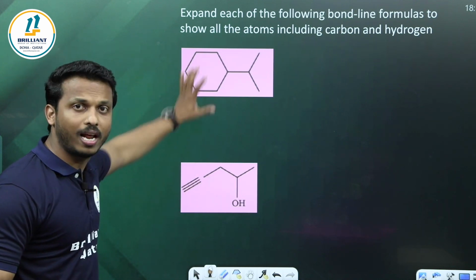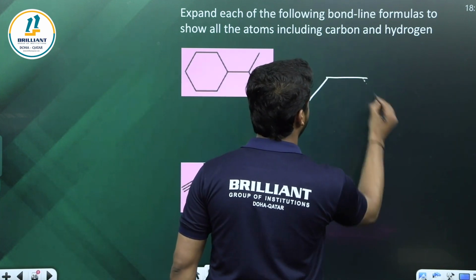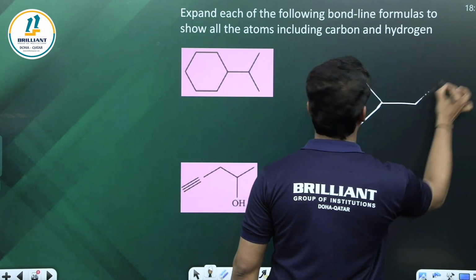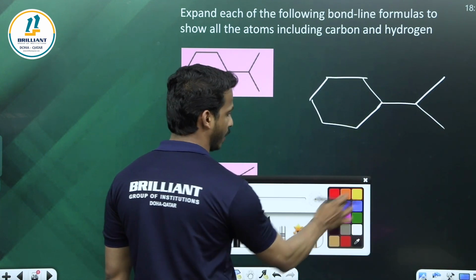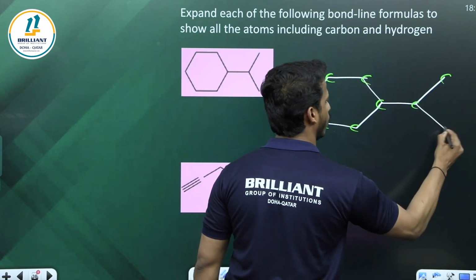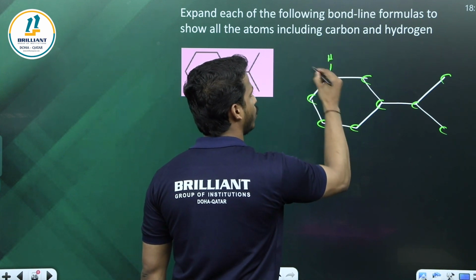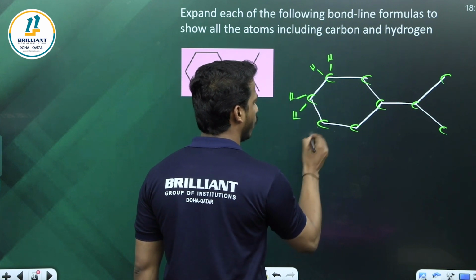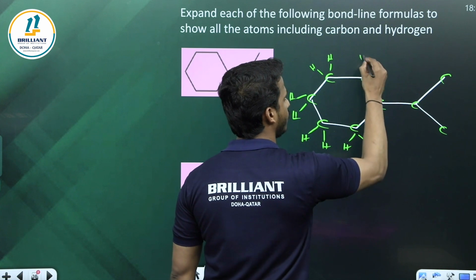Then expand each of the following. This is the bond line formula, right? Let me expand this one. Let me draw the shape once again here. There is a hexagon, then a carbon. Let me place the carbons here. Dear all, all these meeting points and ending points are carbon. This carbon already has 2 bonds, so the remaining 2 are hydrogen. These carbons are all CH2, right?